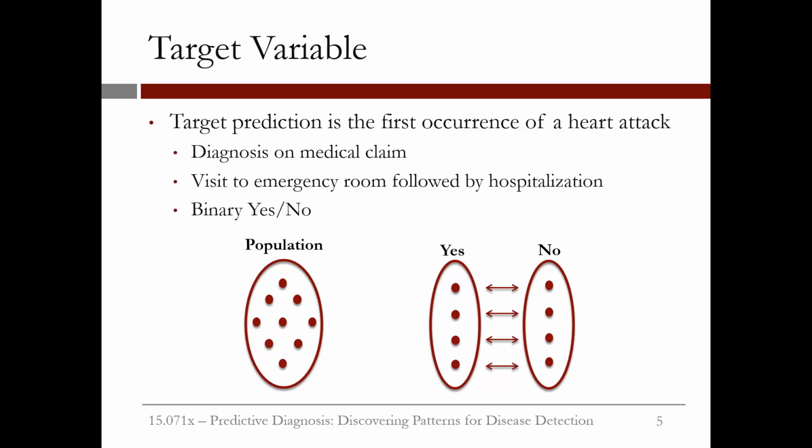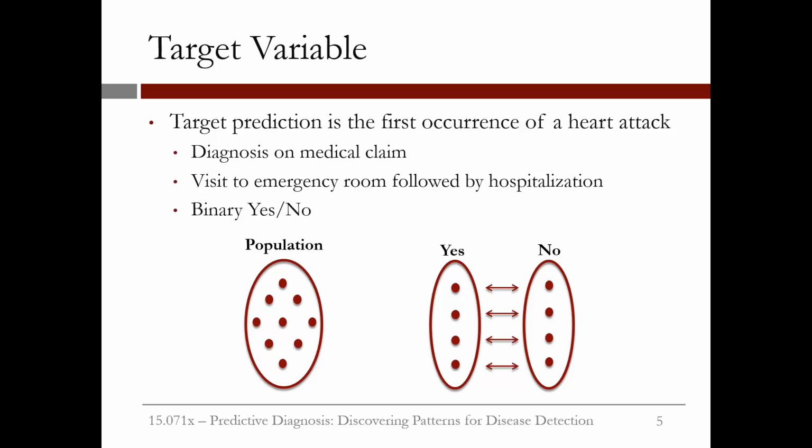What was the target variable we're trying to predict? The target prediction variable is the occurrence of a heart attack. We define this from a combination of several claims, namely diagnosis of a heart attack alongside a trip to the emergency room followed by a subsequent hospitalization. Only considering heart attack diagnoses that are associated with a visit to the emergency room and follow-on hospitalization helps ensure that the target outcome is in fact a heart attack event.